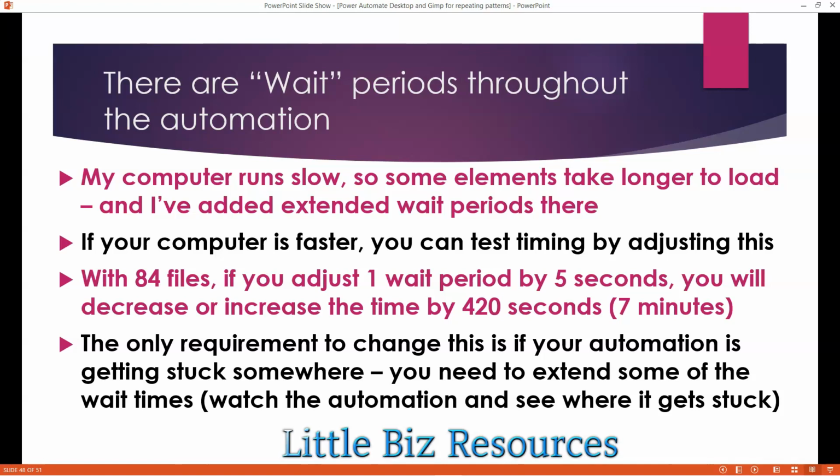The only requirement would be, if your automation is getting stuck somewhere, you probably need to extend some of the wait times, right? So watch the automation all the way through one time, and you can see if it's getting stuck, and where it's getting stuck. I made this mistake on the Photoshop one. I didn't do that, and it ended up being a huge nightmare, having to start over and figure out where it was, and I had to extend my wait times. That's what it was. And I had like 37 files open and a bunch of stuff.